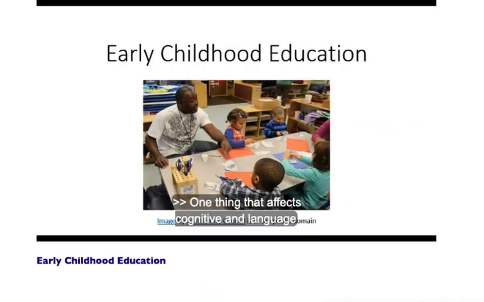One thing that affects cognitive and language and all other areas of development in early childhood is early childhood education. So let's look a little bit at the different models of early education that are out there that parents might encounter, so you can learn a little bit more about each of those. And so I guess first to start off with is it's really important to look at quality.